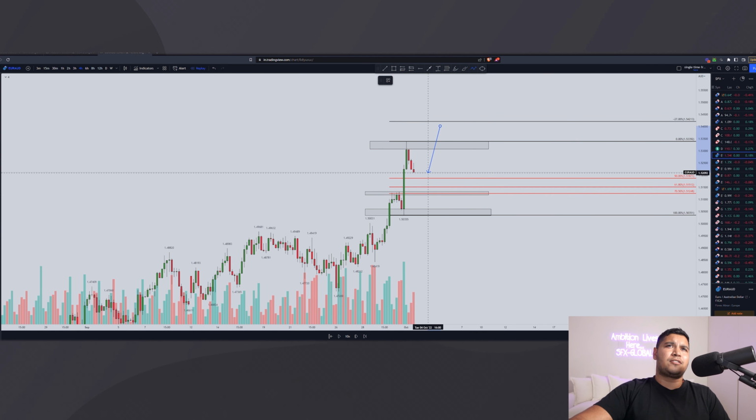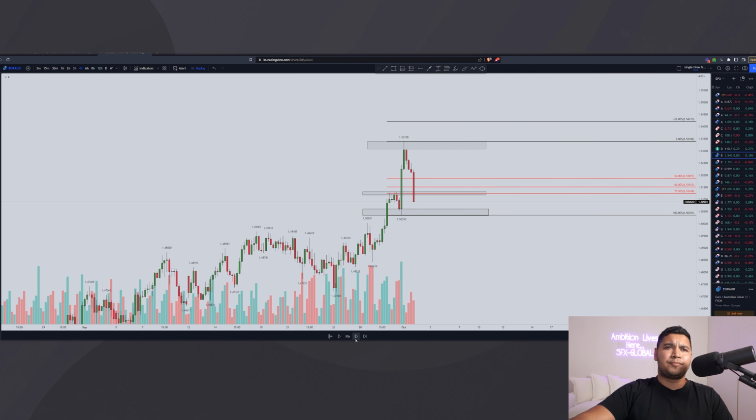So I will wait for this level. I will not jump in at 61.80. I will not jump in at 50%. It's all about discipline and patience, guys. And if the market doesn't come to where you're looking at, you don't take the trade. It's that simple.